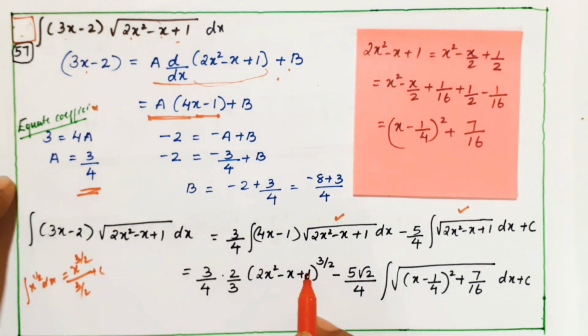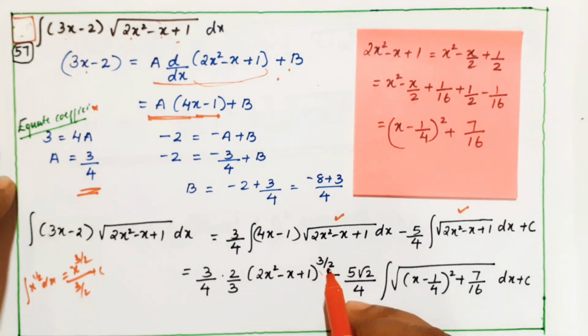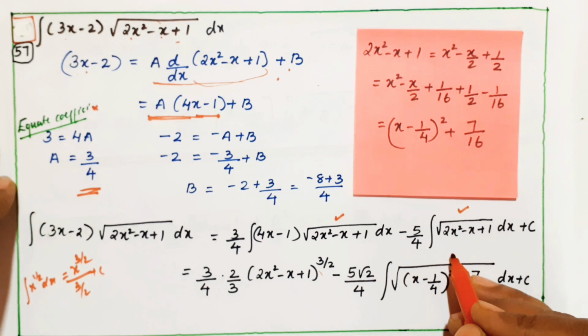So, x to the power of 3 by 2, where x is this term: 2x square minus x plus 1 raised to 3 by 2 divided by 3 by 2. That 2 only goes up. So 3 by 4 into 2 by 3 into 2x square minus x plus 1 raised to 3 by 2, minus this term.